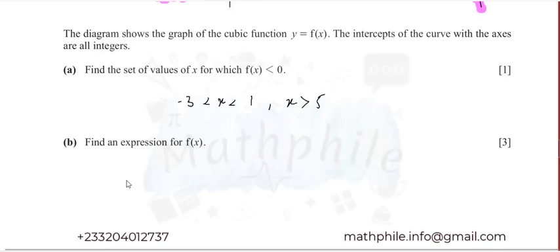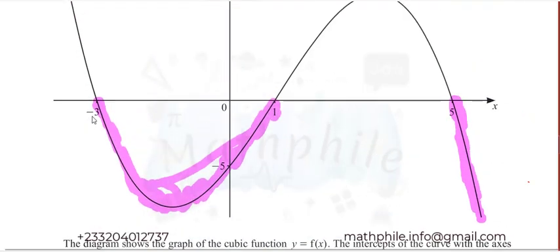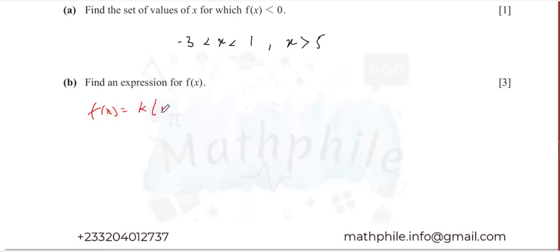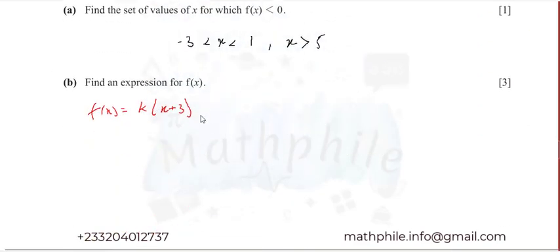Find an expression for f of x. So f of x is going to be equal to a constant k. Then we deal with the x-intercepts. So there's x equals -3, it becomes x plus 3. That's simple. This was x equal to 1, so this becomes x minus 1, and the other one was at 5, so this becomes x minus 5. So these are the x-intercepts.